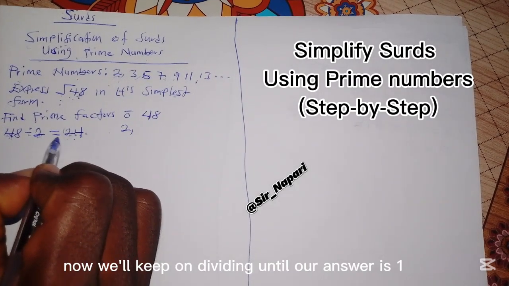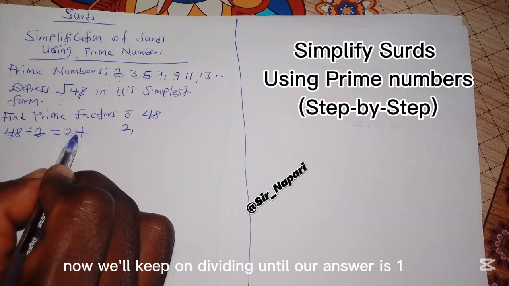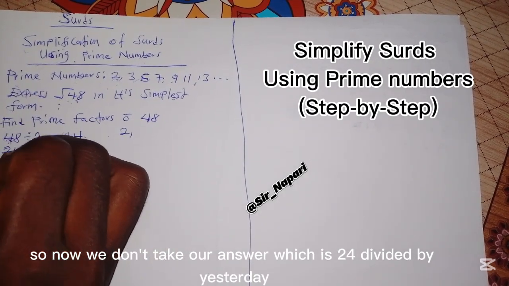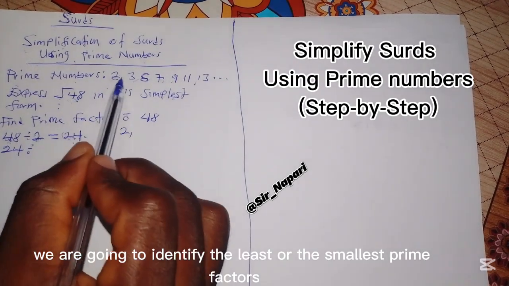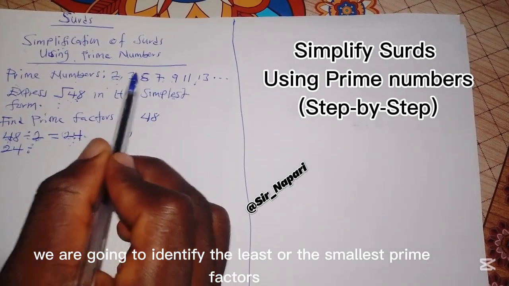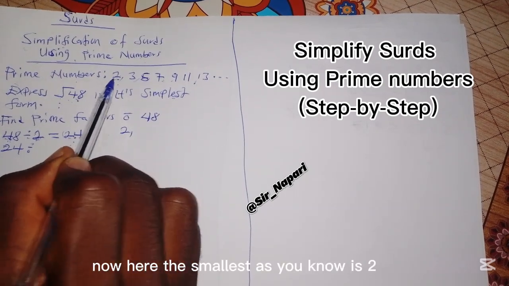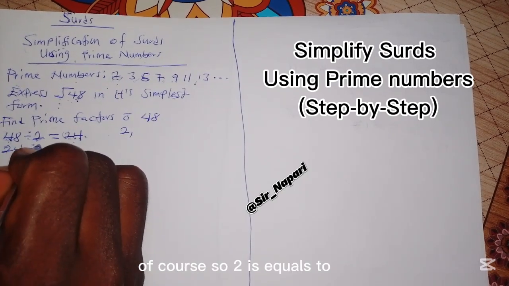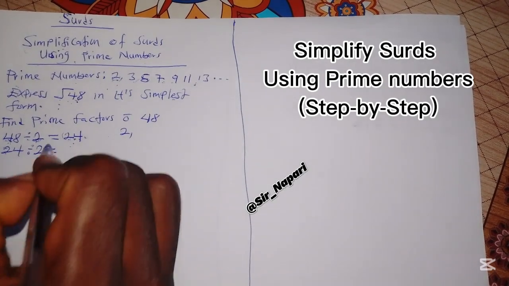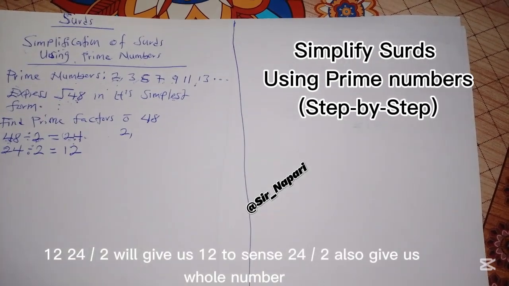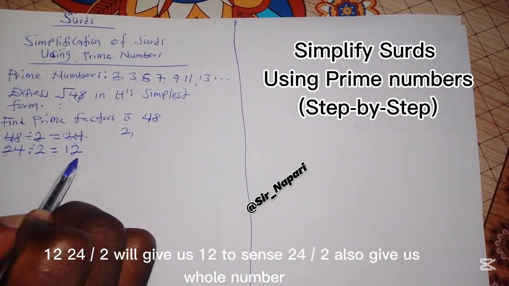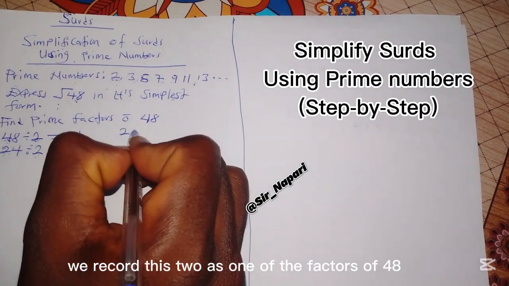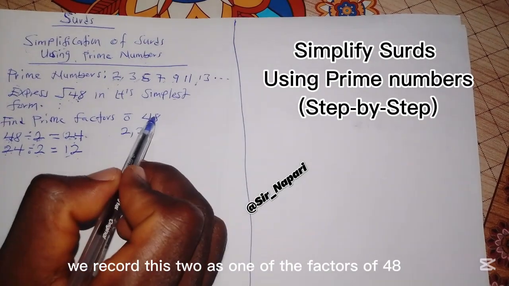Now we'll keep on dividing until our answer is 1. So now we want to take our answer, which is 24, divided by, yet again, we are going to identify the smallest prime factor. Now here the smallest, as you know, is 2. Now let's say 24 divided by 2. We get a whole number. Yes, of course. So 24 divided by 2 will give us 12. So since 24 divided by 2 also gives us a whole number, we record this 2 as one of the factors of 48.